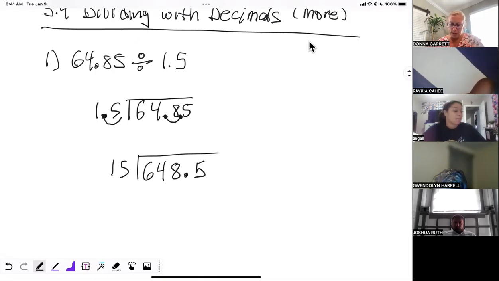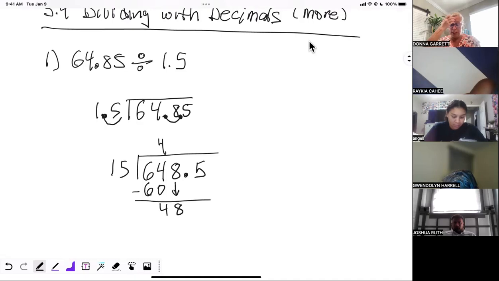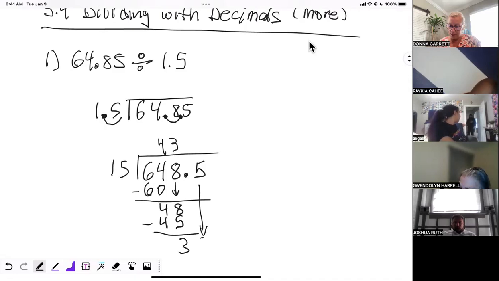So 15 can't go into 6. How many 15s go into 64? That would be 4, because 4 times 15 is 60. I have 4 left over, bring down the 8. How many 15s are in 48? Let's say 3, 15s are 45, so 3, 45. Subtract, I have 3, bring down the 5.